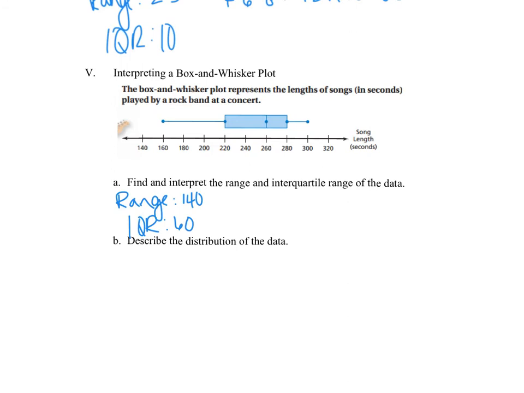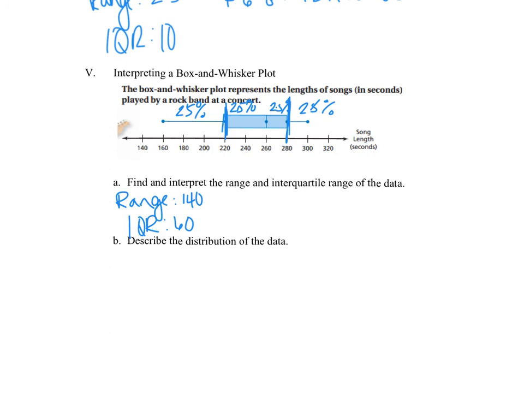When you're looking at a box and whisker plot, 25% of the data falls here. 25% of the data falls here. 25% of the data falls here. And 25% of your data falls here. Hence the quartiles, why they're called quartiles. It's broken up into quarters. So when I say the IQR is 50% of the data, half the data falls in between here and here.